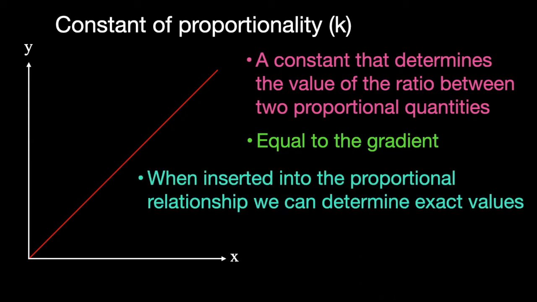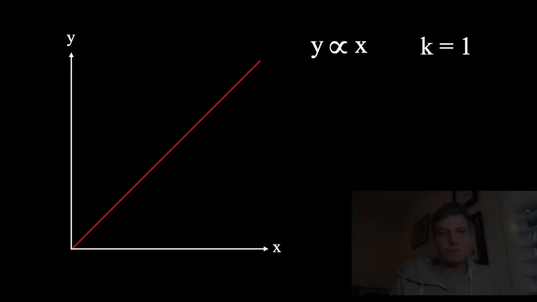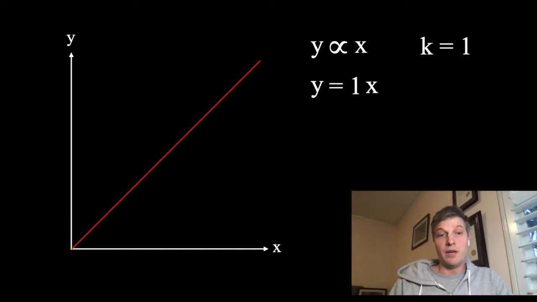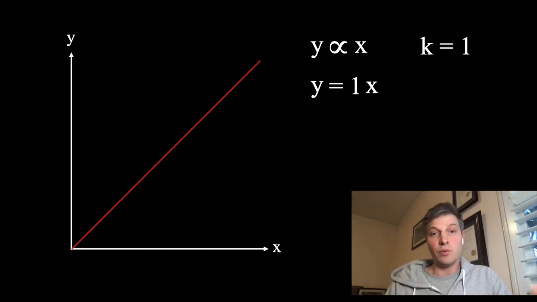Let's now look at a couple of examples just to get our head around this idea. In this very simple example, we can quite easily see that our constant, which we use as k, is the gradient, the rise over run, which is 1, so the constant is equal to 1. So we can now write this as y equals 1 times x. In other words, when y is 4, x will also be 4.